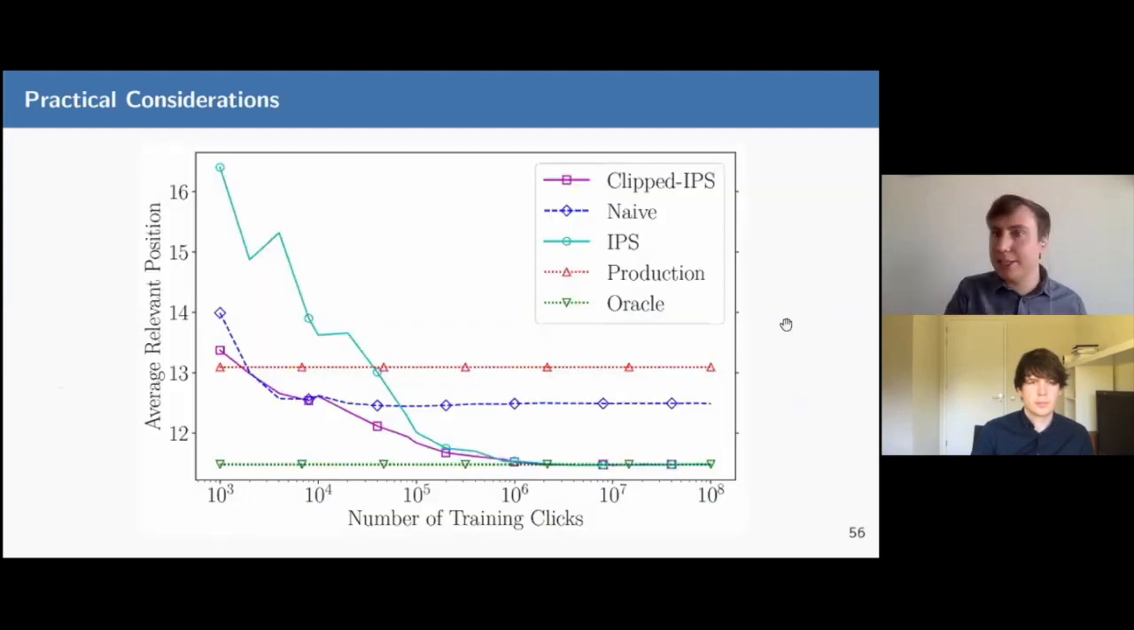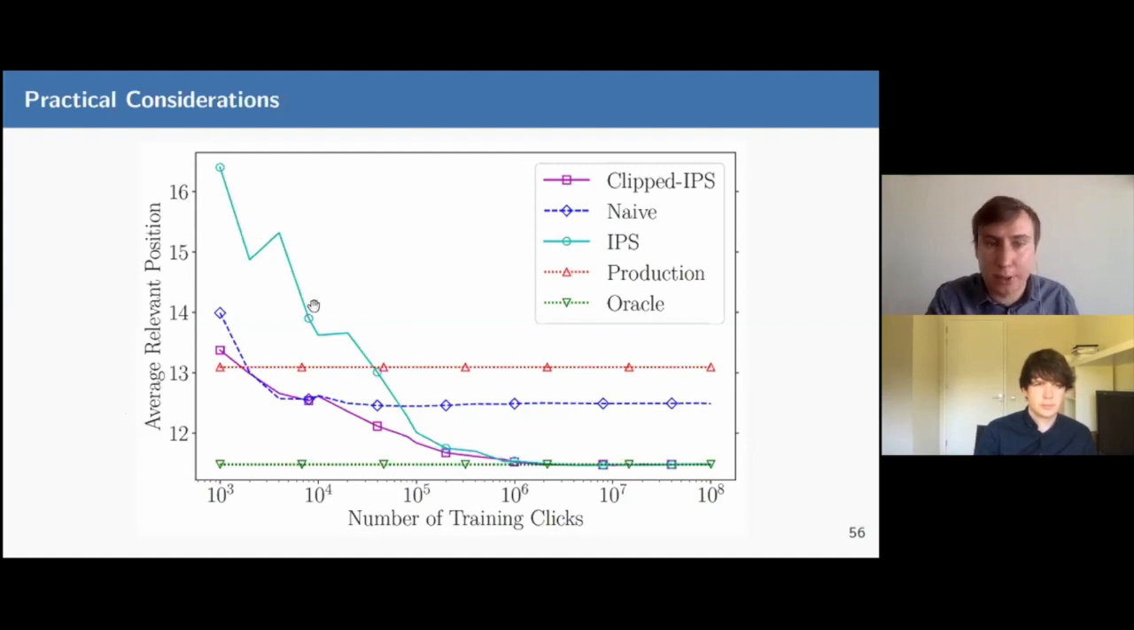So we're going to go back to this image that we've shown you before, this experiment that we ran, where we have the same lines as before. Just to quickly recap, we have the number of training clicks on the x-axis, on a logarithmic scale. On the y-axis we have the average relevant position again, so lower is better. Then we have our oracle line here at the bottom, which is the best possible performance. We have our red line, the production system that was collecting the clicks. And again, we have this naive estimator that converges to the wrong solution because it is biased.